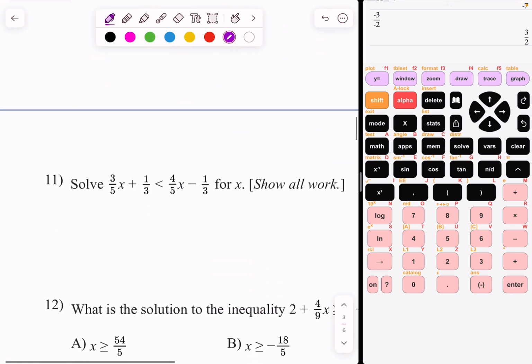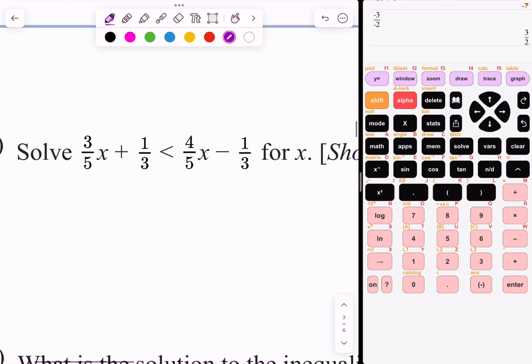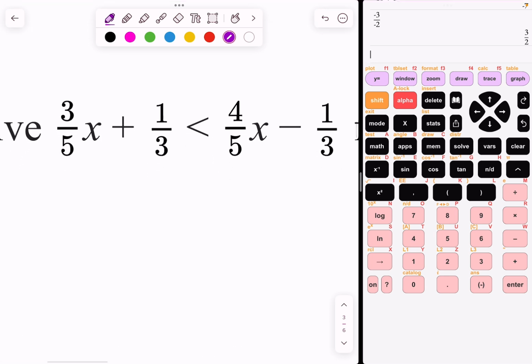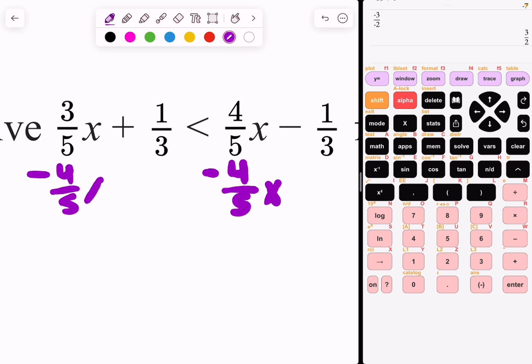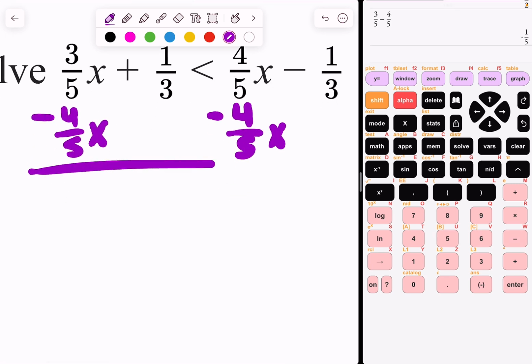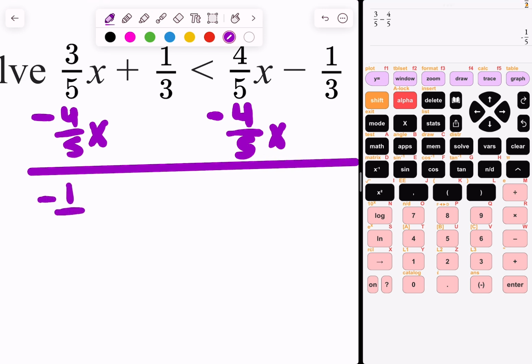All right, let's go look at number 11. Solve. We can do this. Since x is not a part of the fraction, we do not need to make the denominators the same. Let's just solve as if these were regular numbers. We're going to subtract 4 over 5x. So 3 over 5 minus 4 over 5 gives us negative 1 over 5x plus 1 over 3 is less than negative 1 over 3.